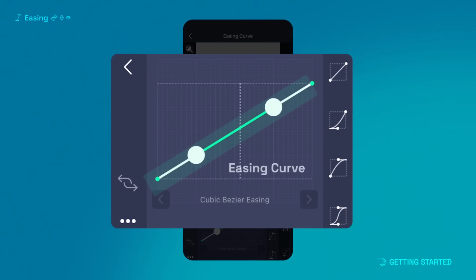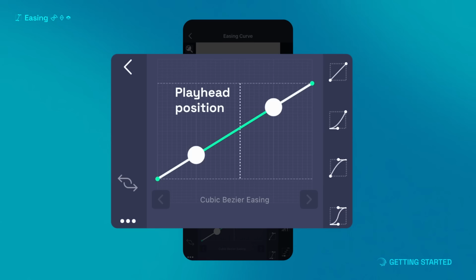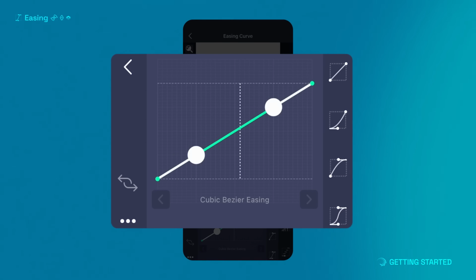This is called an easing curve, and it controls the progression of an animation between two keyframes of the same property. Each pair of adjacent keyframes has a separate curve. The horizontal axis represents the time between the two keyframes, and the vertical axis represents the amount of progress between the two keyframe values. The dotted vertical line helps you visualize the current playhead position relative to the surrounding keyframes. A straight line indicates linear easing, a constant rate of change between two keyframes.